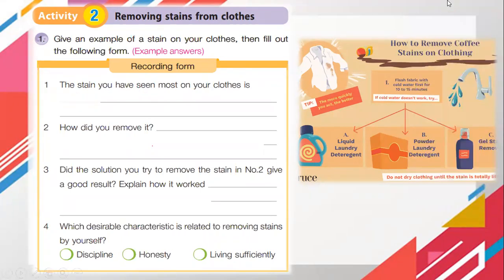Now here, for example, we are going to do an experiment on how we can do the activity. The stain you have seen most on your clothes is mostly ice cream. For example, if we have an ice cream stain, we already learned how to remove it: soak the clothes in soap and warm water and wash them. So if we have a stain of ice cream or milk, how are we going to remove it?